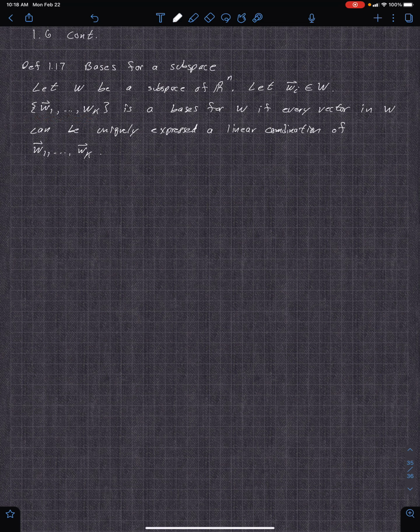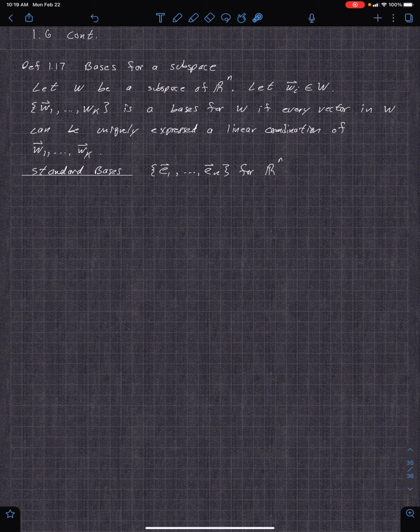And then we have our standard basis. So the standard basis vectors look like this. For the standard basis we use the E, right? E1 through En. So this is the standard basis for Rn.